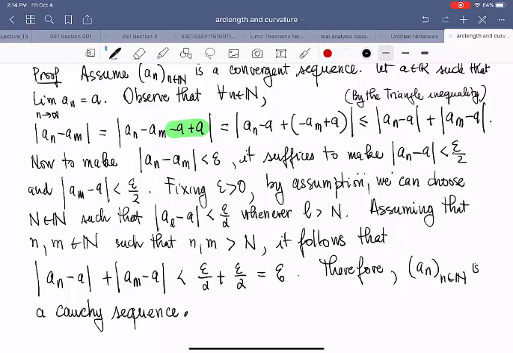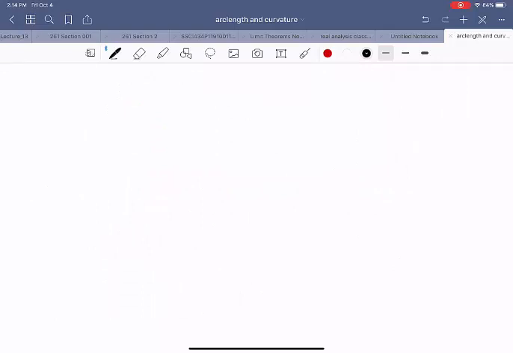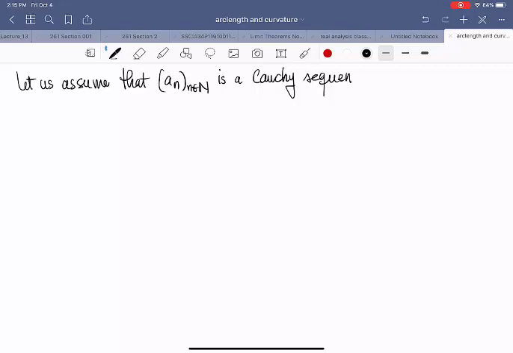Okay, so this gives us half of the proof. We have proved that if a sequence is convergent, then it has to be Cauchy. Now we need to show that if a sequence is Cauchy, then it has to be convergent. For the converse, let us assume that a_n is a Cauchy sequence. From our previous results, we know that a_n has to be bounded.